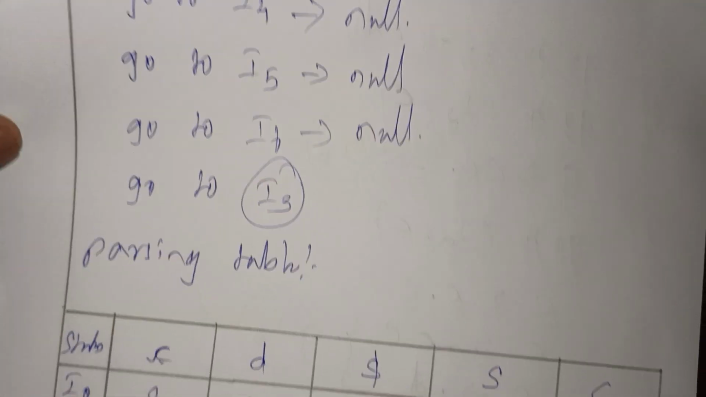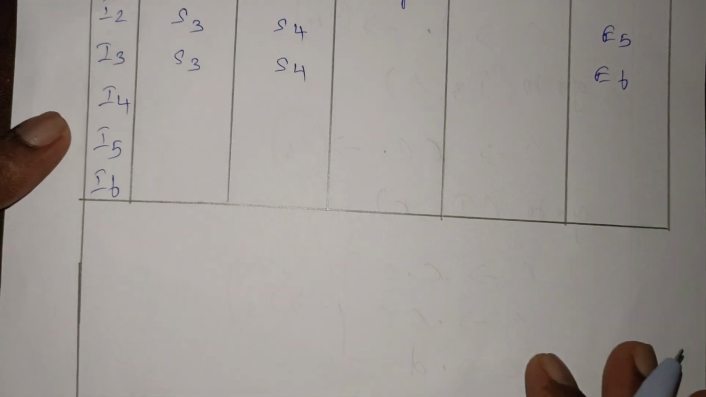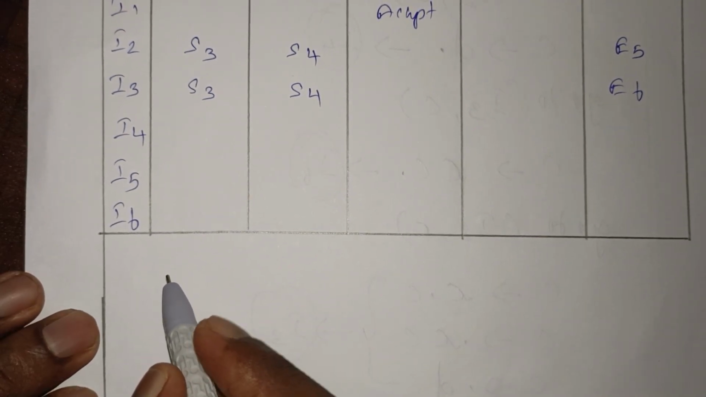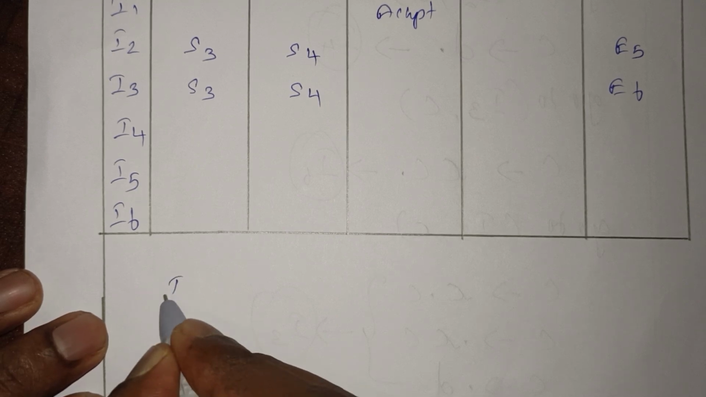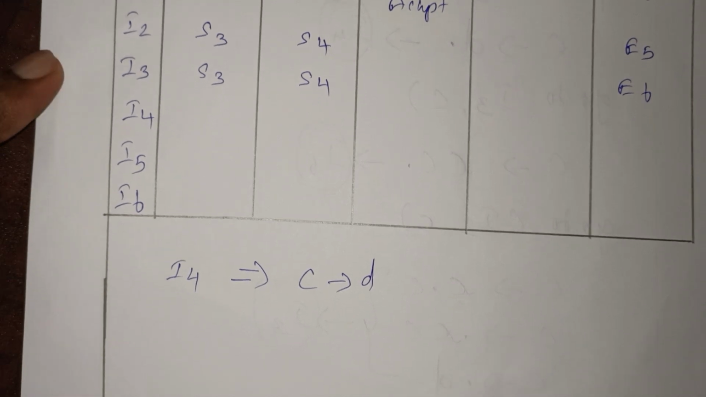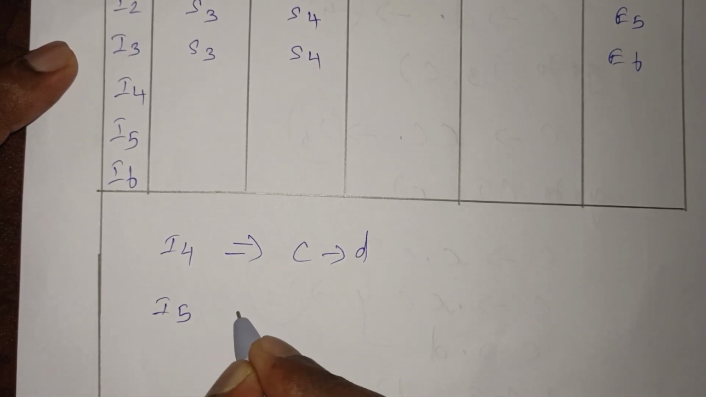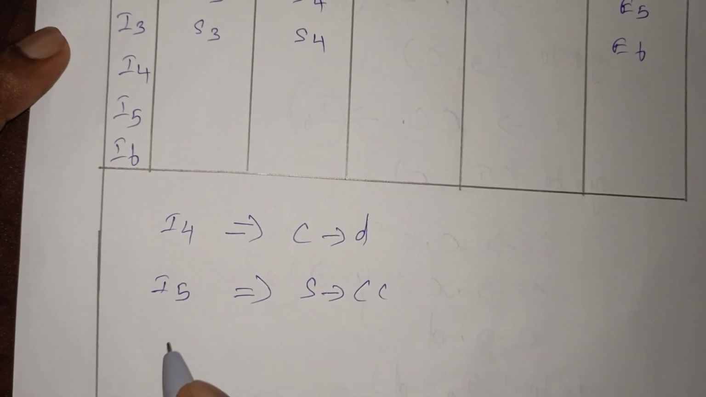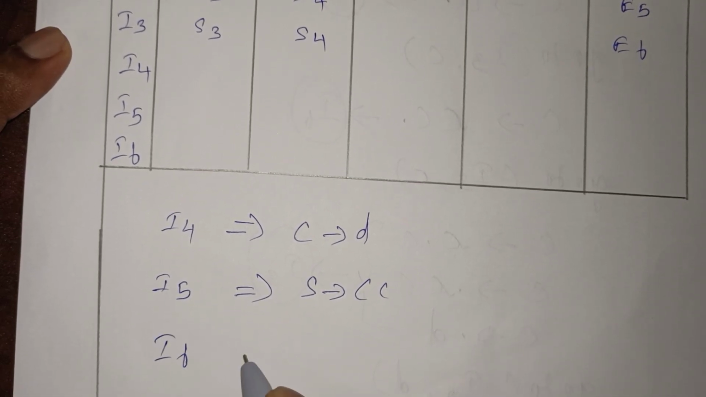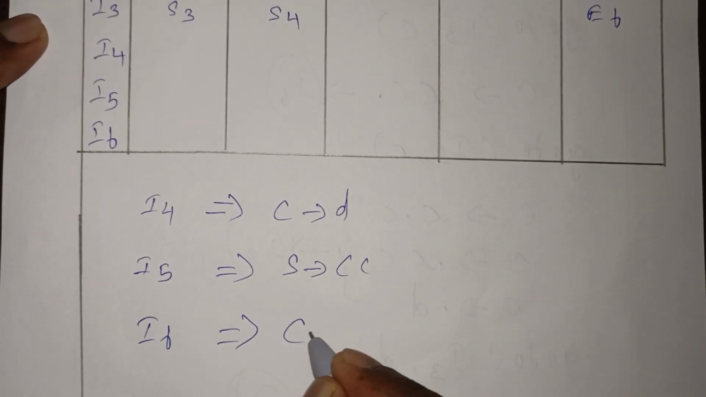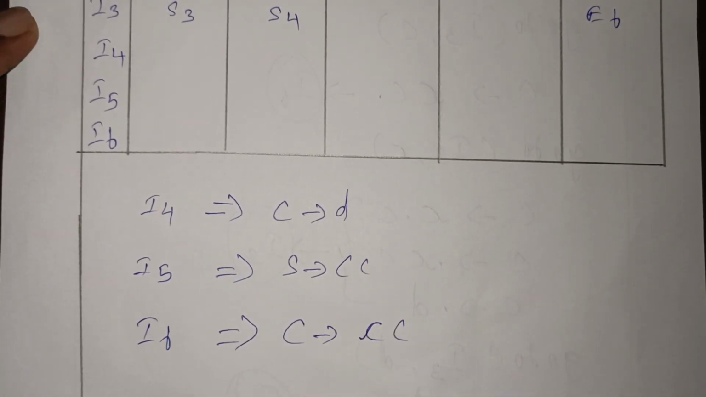So what we need to do is, it is an end state. So we need to take all these iterations. Say for example, what is iteration number 4? We got C tends to D. What is iteration number 5? We got capital S tends to capital C, capital C. And what is I6? We got capital C tends to small c and capital C.